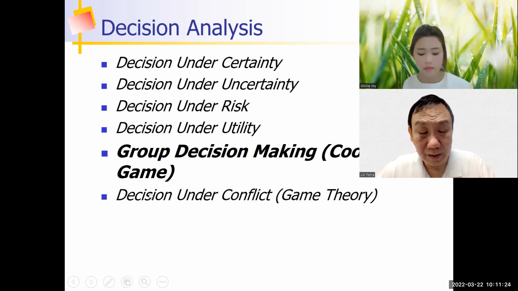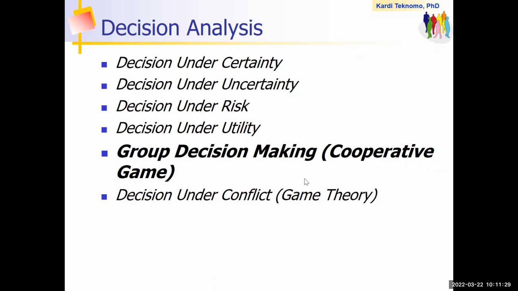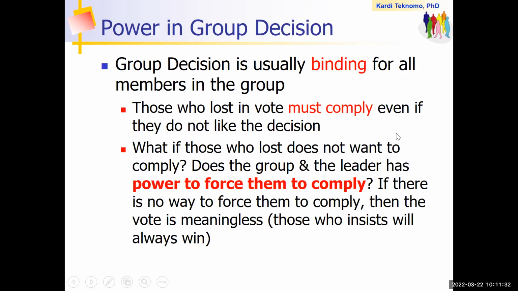So today is about cooperative games. The next slide is about decision under conflict, which is also game theory. Okay, so let's talk about group decision. This is a very important topic, because based on group decision, we created a lot of things. We created countries, we created money. I mean, we, humans. We created what is called the corporation. All of these are abstract concepts.